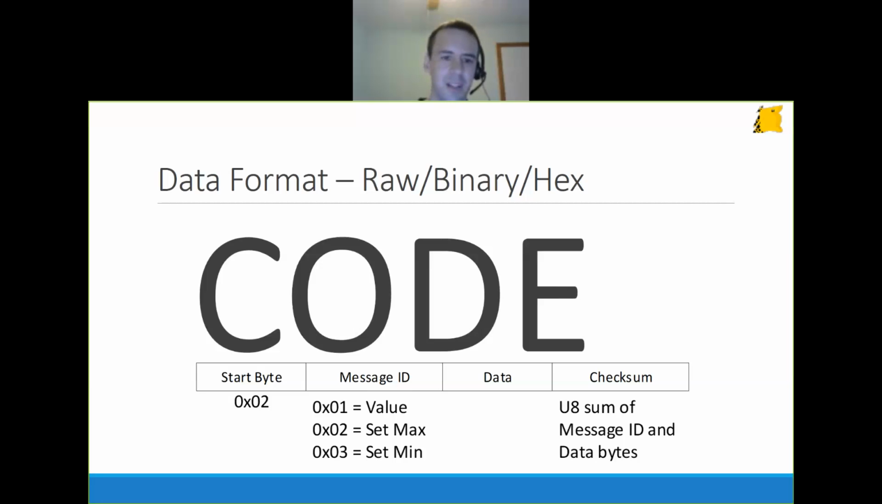Okay, so the protocol I'm using in my code here, I have a start byte, then I have a message ID. So I have 0, 1 hex is for the value, 2 is for the max, and 3 is set the min. Followed by the data. In this case, it's all doubles, so it's nice and simple. But I know the length based on what my message is. And then I'm doing a checksum at the end. In this case, it's just a sum of the message ID and the data bytes.